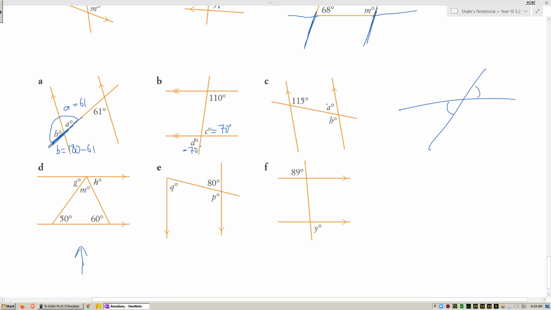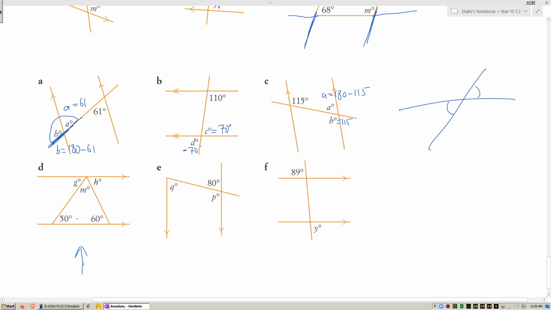And 115 and A are cointerior. They're going to add to 180, and therefore A is equal to 180 minus 115. Because they have to add to 180. And A and B are in a straight line, so they also add. Or, in fact, you can just use the fact that they are alternate angles. 115 and B are alternate. Alternate angles are equal, therefore B is 115.